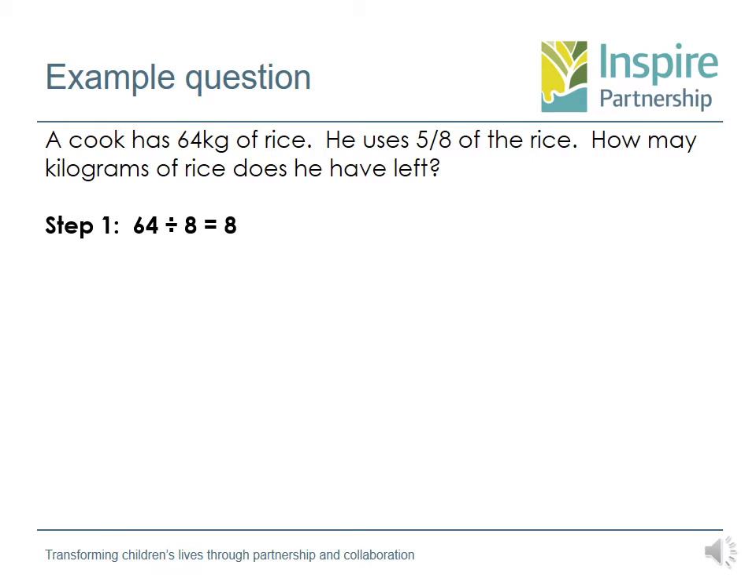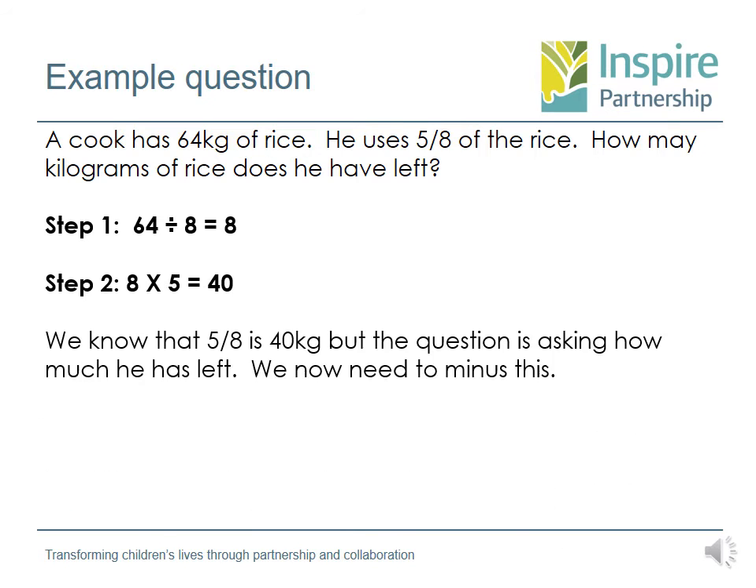So my first step is that I need to do 64, because that's my total amount, divided by 8, because my fraction is 5/8, so my denominator is 8. That's what I need to divide it by. And the answer to that is 8. Step 2 is that I need to do 8 multiplied by 5. I need to multiply it by 5 because 5 is my numerator in this fraction. So my answer is 40.